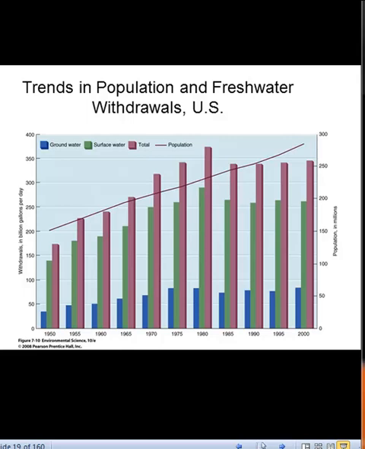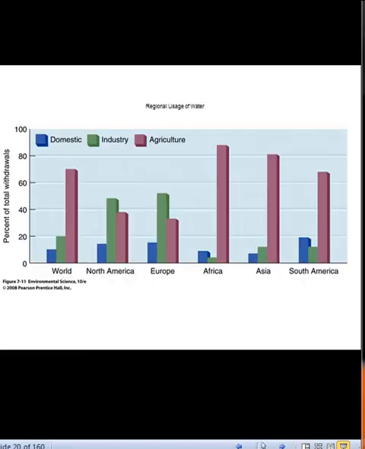Notice how many billions of gallons of water used per day have increased over time with population. As population grows, we use more water, and the population just keeps on growing. Agriculture is the #1 use for freshwater withdrawal in the whole world. But what about in other countries?